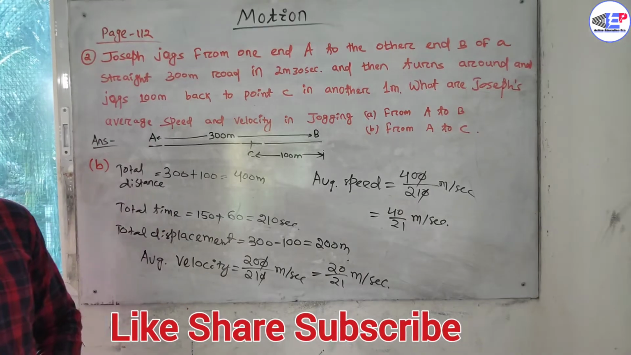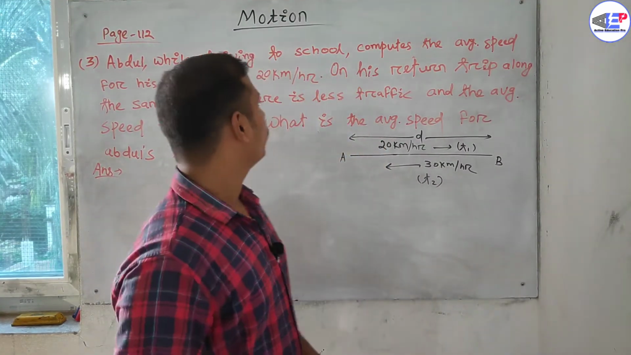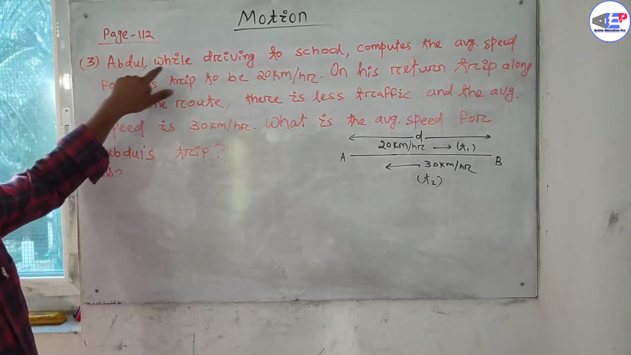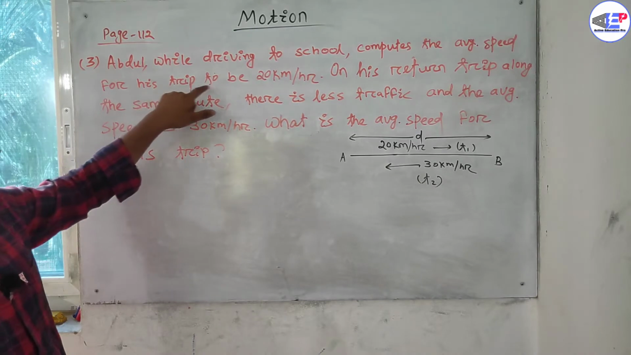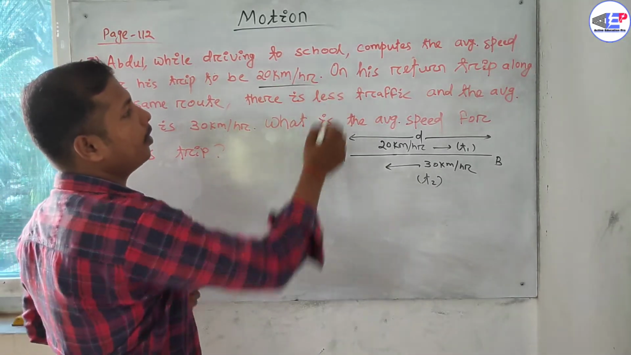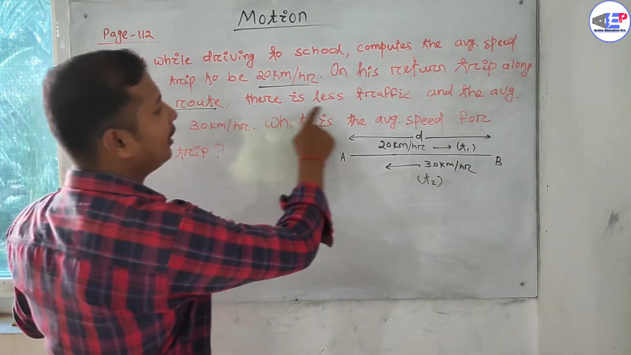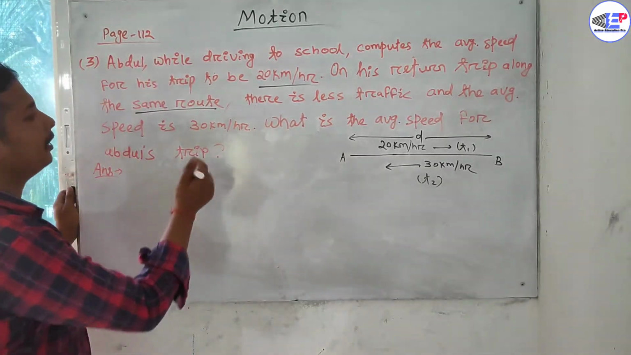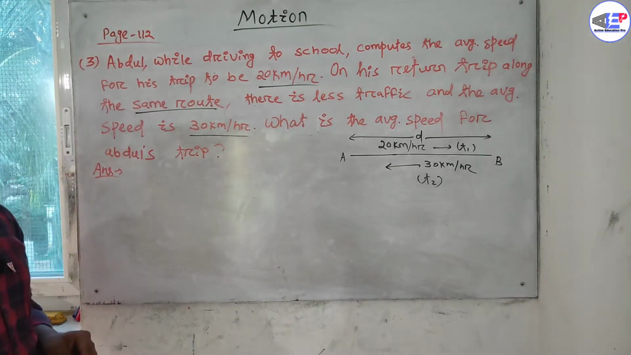Let us do another numerical. Let us solve the third question. The question is given that Abdul, while driving to school, computes the average speed for his trip to be 20 km per hour. On his return trip along the same route, there is less traffic and the average speed is 30 km per hour. What is the average speed for the Abdul's trip?